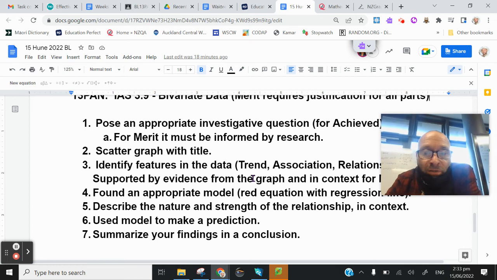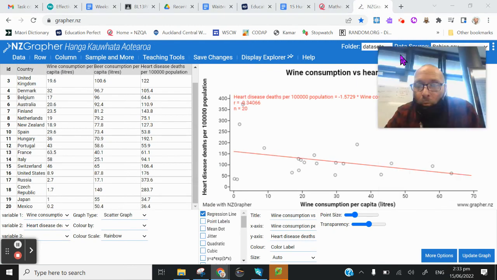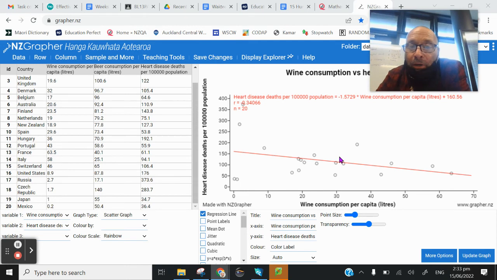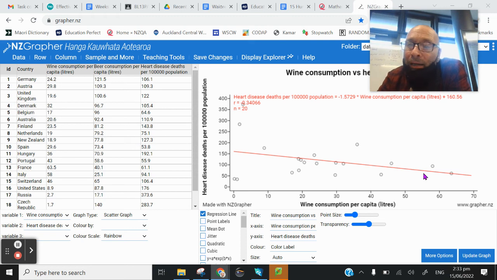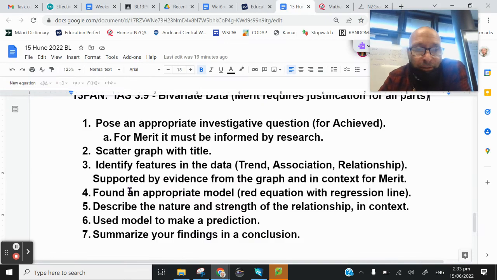Third, identify features in the data: trend, association, and relationship. So looking at our scatter plot, we can see that the trend is linear because the data points go in roughly a straight line. If the data points curved, it'd be nonlinear. The association is negative because the data points go down to the right, meaning as wine consumption per capita increases, heart disease goes down. This might suggest that some wine might be good for the heart, and those kind of comments are going to be needed for higher levels of achievement.